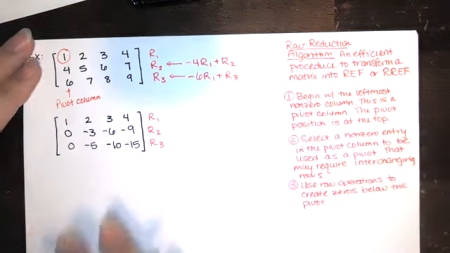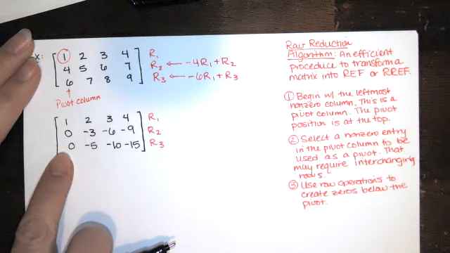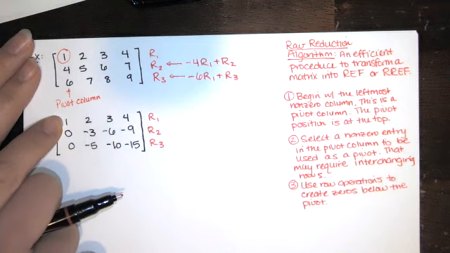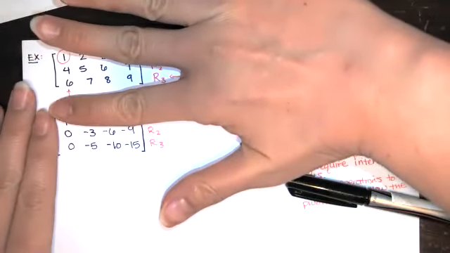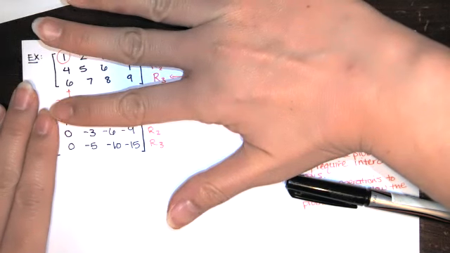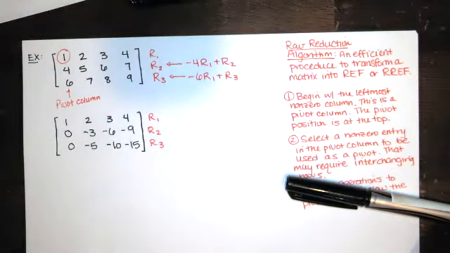Okay. So after you've done that, you've created zeros below that pivot. What you do is you just ignore that top row, and you look at the matrix that's left and you start over again. So you're just going to repeat this process.